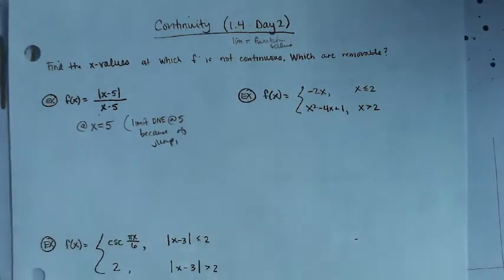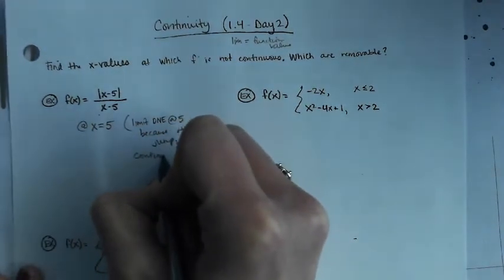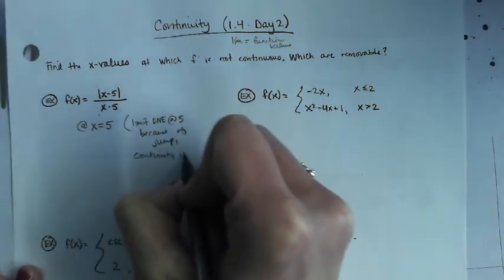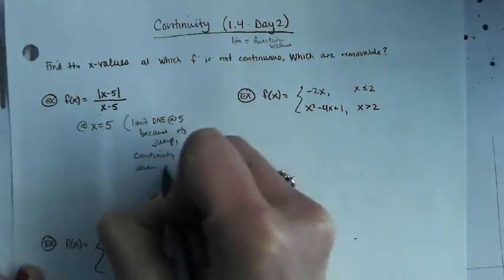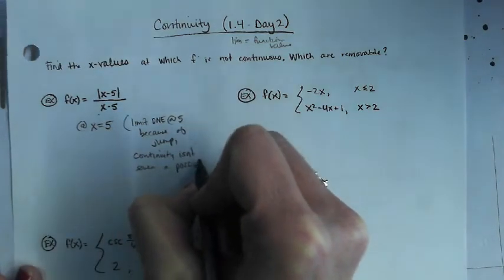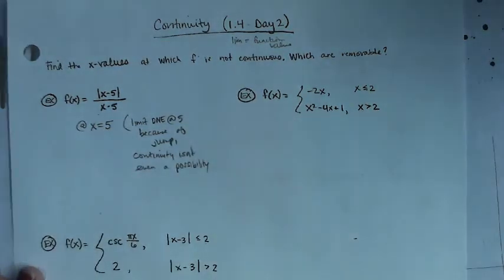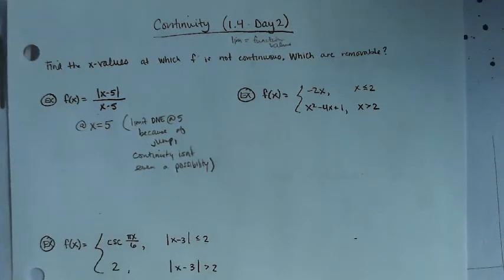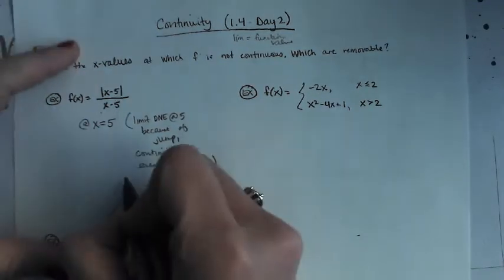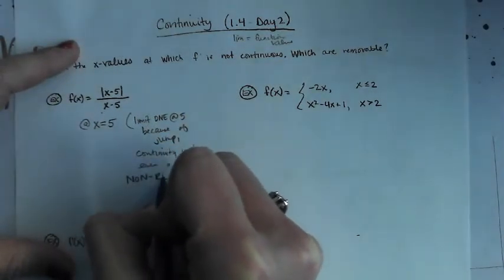continuity is off the table, right? Continuity isn't even a possibility. And really, when that's the case, when your limit doesn't even exist, it's not continuous. And those are really your non-removable ones. Non-removable.